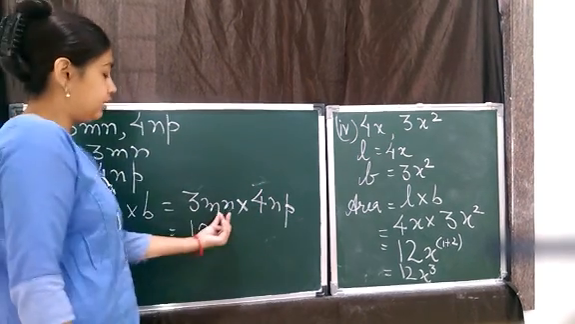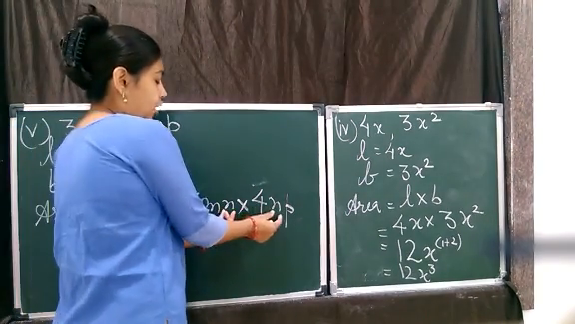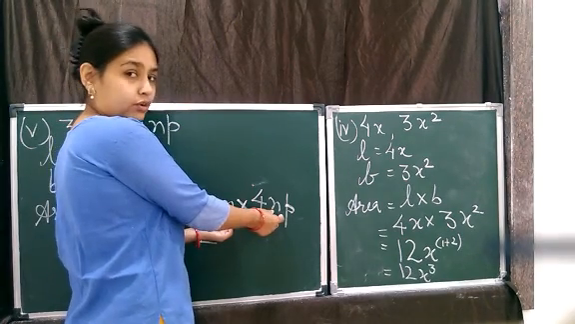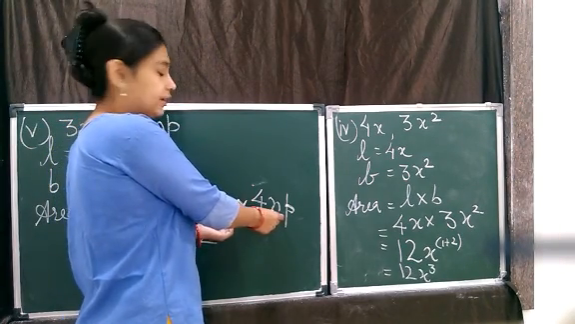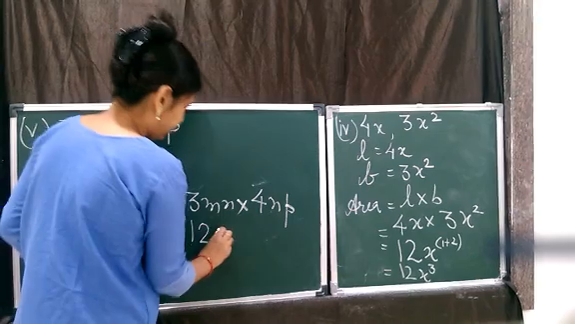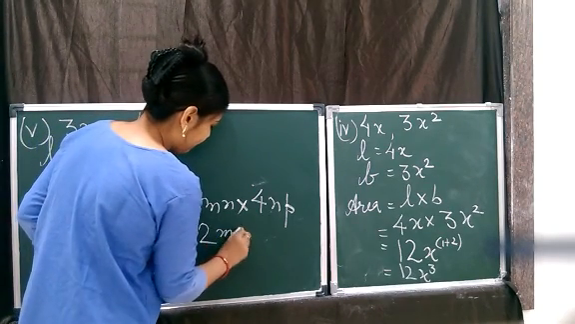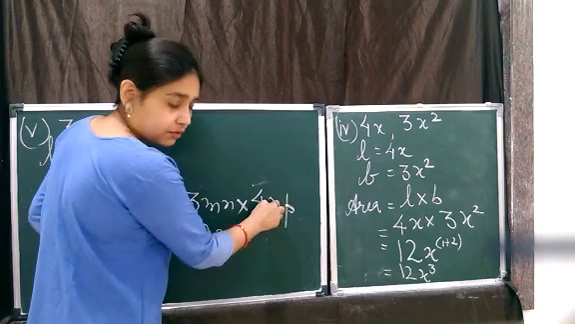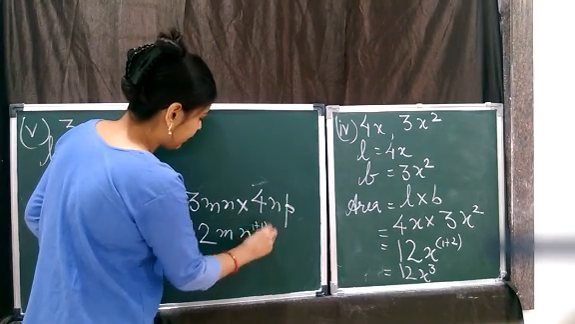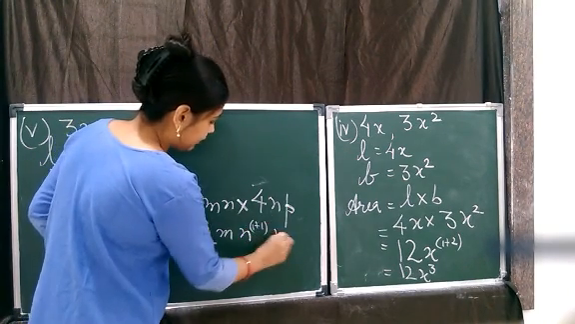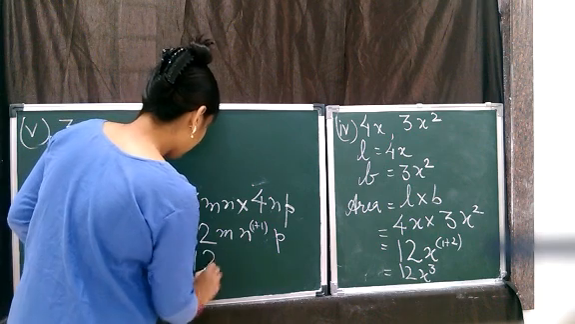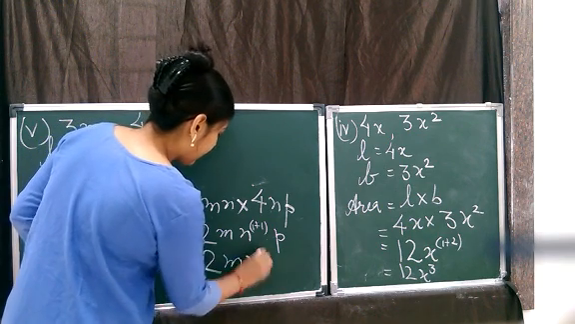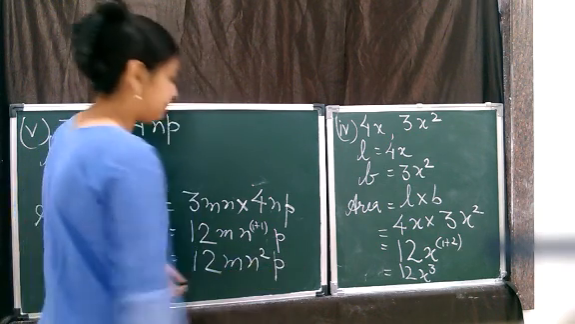So you can see here one variable is common, correct? It is in both the places. So its power will be added, rest will be written as it is. So m, then the power of n will be 1 here and here also 1 only. So 1 plus 1 you can write in bracket, and then p. 12 m n square p.